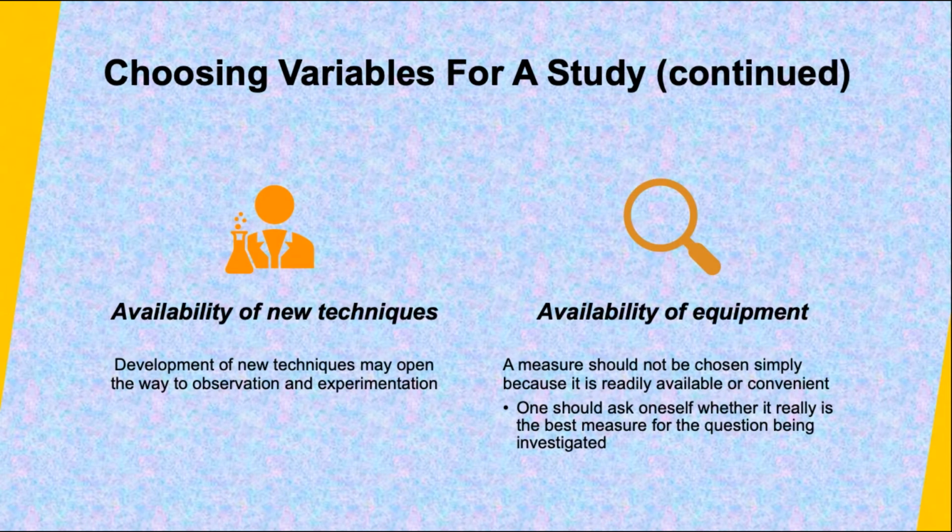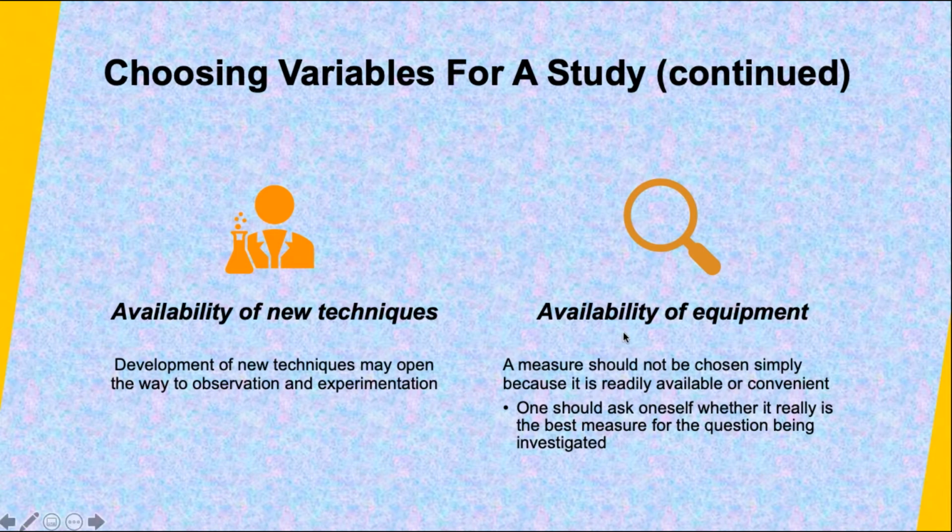Then we have availability of new techniques. Sometimes a variable cannot be investigated because there is no suitable way to measure it. In this case, the development of new techniques may open the way to observation and experimentation. You may want to use the new measure simply to explore its potential for answering your research question.